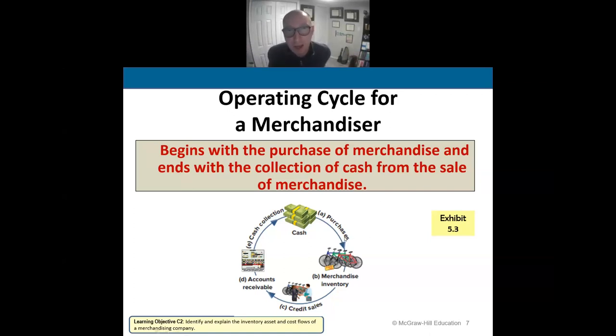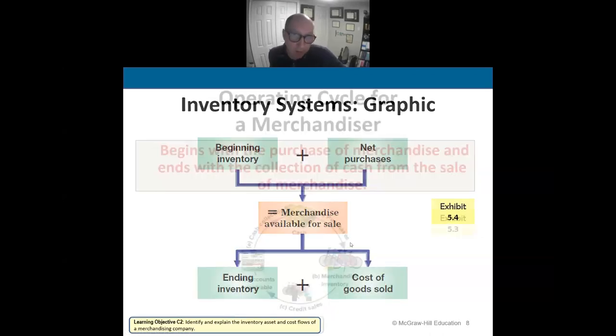That's called the operating cycle for a retail business. They use the cash they get from their sales to purchase more inventory. They sell more inventory, then take that cash to buy more inventory. The cycle goes on and on. That's the operating cycle.